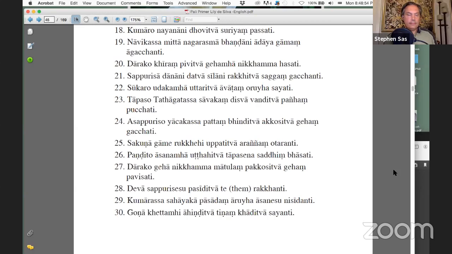Having Ariha is having climbed into the palace. Having climbed into the palace. Sahayaka is the friends, the boys' friends. Yes. Nisidati is sitting on the seat. Yes. Very good. So putting it all together: boys' friends, or friends of boys, having climbed up to the palace, sit on seats. Very good. Right, thank you. You're welcome.